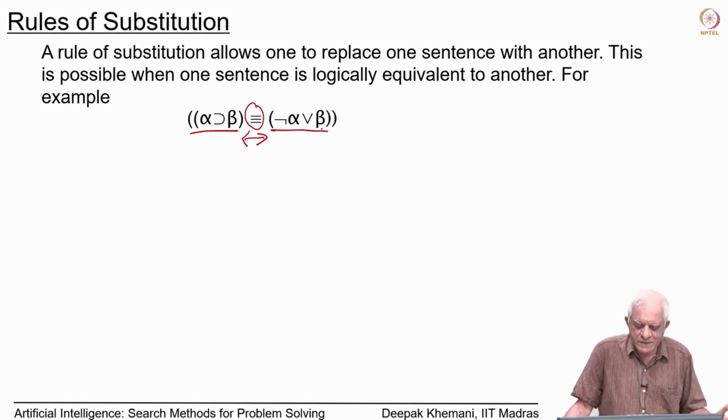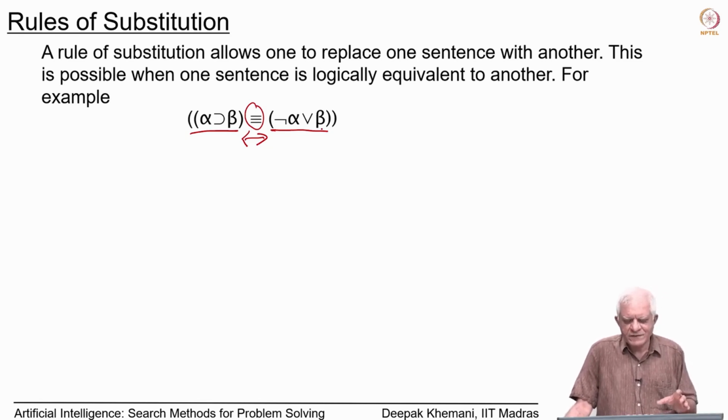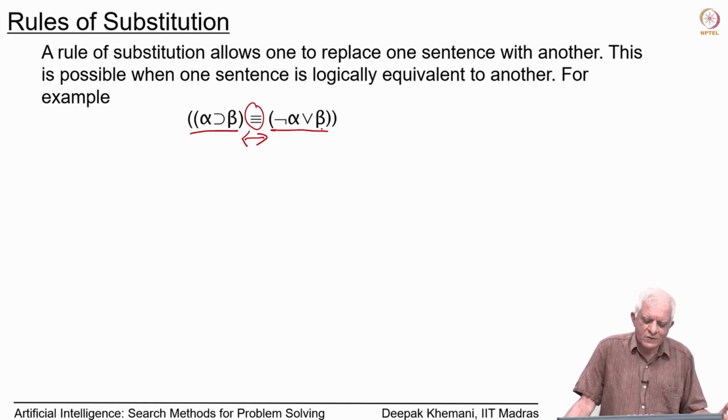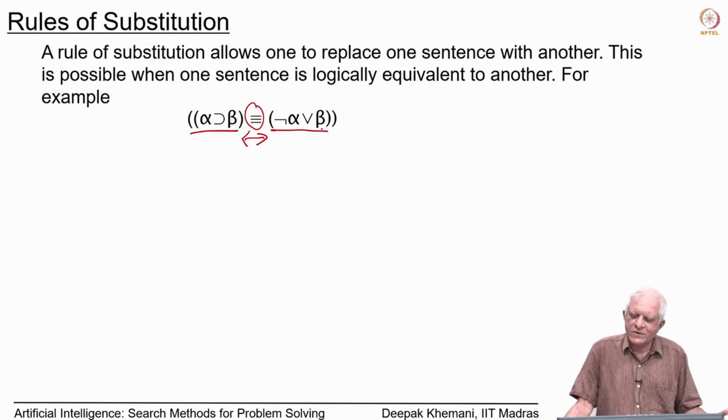I am sure all of you are familiar with this equivalence: you can write a statement alpha implies beta, or you can write it as not alpha or beta, and they mean the same thing in the sense that they are true at the same time essentially. Whenever alpha implies beta is true, not alpha or beta will be true, and whenever alpha implies beta is false, not alpha or beta will be false. So, if they are logically equal, which means they always have the same truth value, given the truth values of alpha and beta, then we say these two are equivalent, and a rule of substitution says that if you can see one of them in your knowledge base, you can go ahead and add the other one.